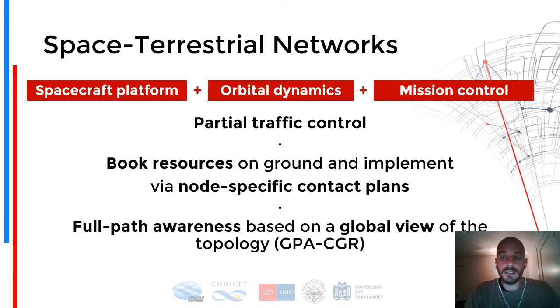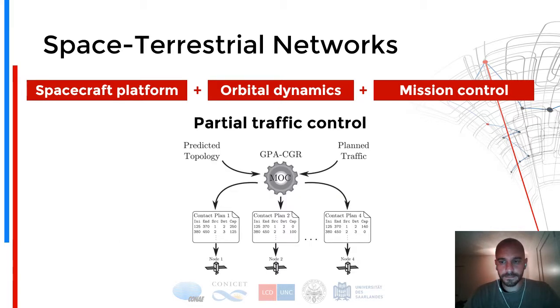If the node has higher priority traffic to transfer, then it will use this capacity. This is less controlled than the previous slide, and more controlled than a plain CGR that just doesn't care and has no inference on what traffic is going to look like. We will call this full path awareness based on a global view GPA, global path aware. And it has the following property.